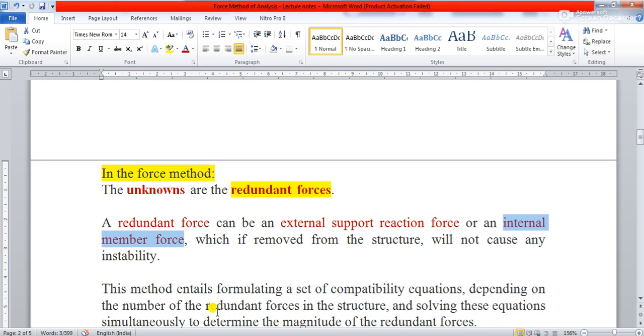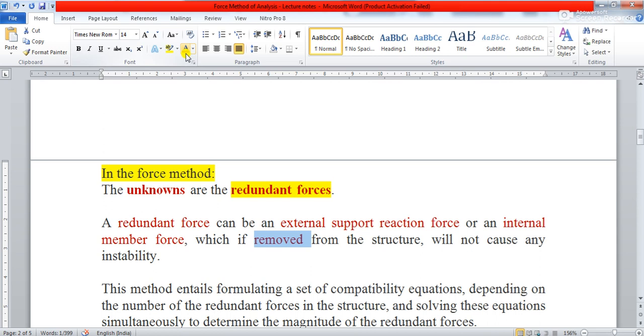And you see, when you remove that force, that means what? Which force? That redundant force from the structure. So a redundant force, when it is removed from the structure, so what we have seen in case of the prop cantilever? If you remove the redundant force from the structure, you will get one structure which is basically a simple cantilever beam, which is a stable structure and it is a determinate structure.